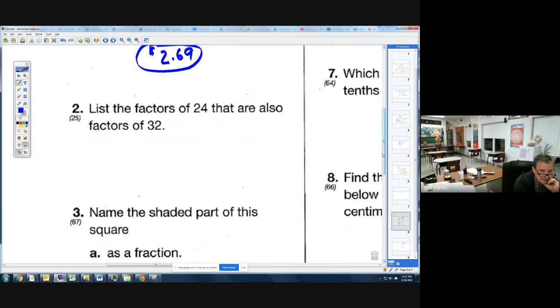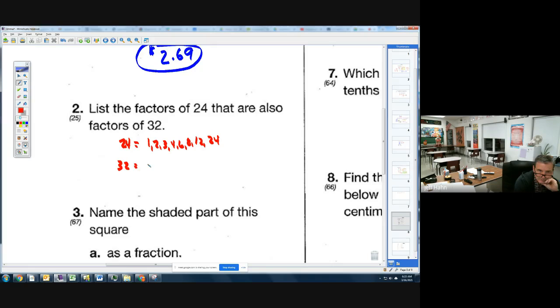Number 2 says to list all factors of 24 that are also factors of 32. You definitely just want to make sure you list all the factors of each and then look at their overlap. Please, please, please write them down in pairs. You have 1 times 24, 2 times 12, 3 times 8, and 4 times 6. Those are all the factors of 24.